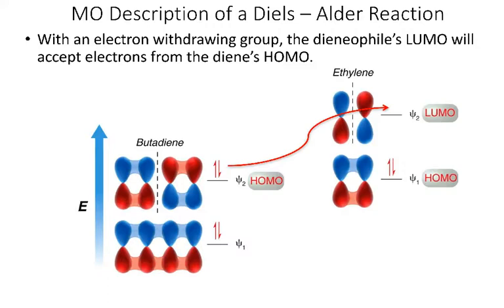Now, generally, what happens when we add an electron withdrawing group to the dienophile? It becomes greedy for electrons. That electron withdrawing group means it's short on electrons, and so it's ready to accept new electrons. So generally, the way the reaction happens in a Diels-Alder reaction is the electrons from the highest occupied molecular orbital of the diene are transferred to the lowest unoccupied molecular orbital of the dienophile.